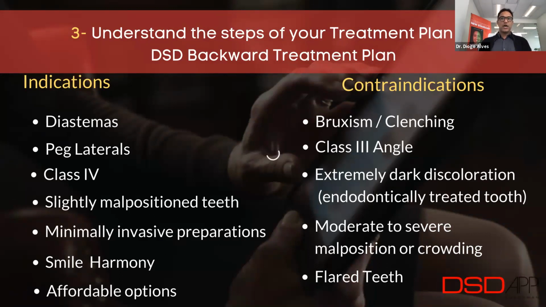So the indications, and those are like the easiest. That would be great if we could get tons of patients like that. So patients with diastema, with peg laterals, patients with a class 4, patients who have slightly malpositioned teeth, or patients who just need a minimally invasive prep, or patients who just need a smile makeover, just to change the harmony of their smile to combine it better with the facial structures of that patient, and patients who are also looking for an affordable option. So those are the main indications.